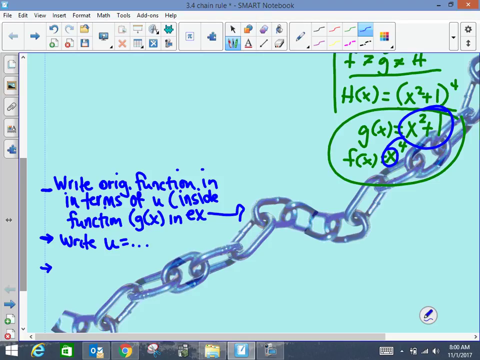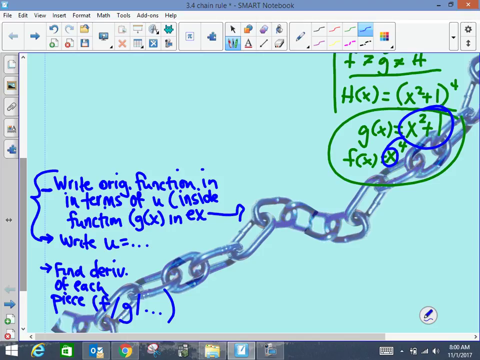Then you have to find the derivatives of each piece. And again, that might be f, then g, sometimes another one. 2 is pretty common, but occasionally it goes into 3 chains. But a 2 chain is usually it.